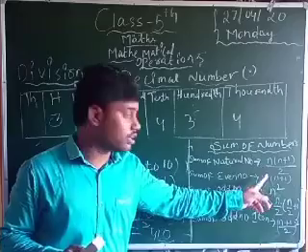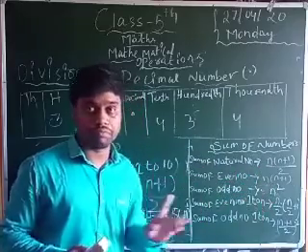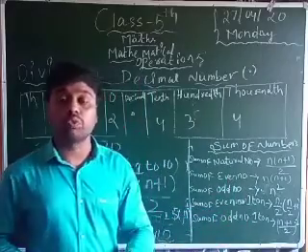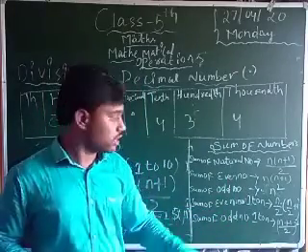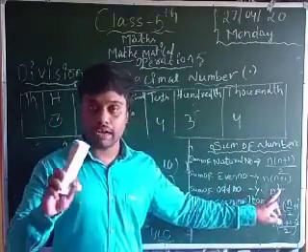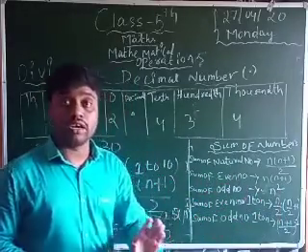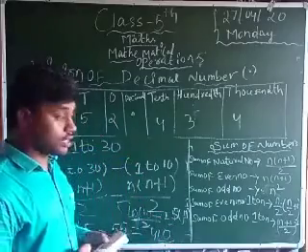You can read this formula, n into (n plus 1) by 2. Now, sum of even numbers. Even numbers means numbers divisible by 2. The formula is n into (n plus 1). Okay, sum of even numbers, n into (n plus 1).